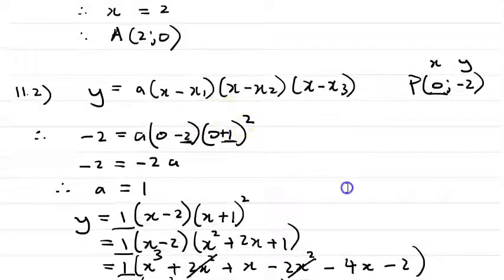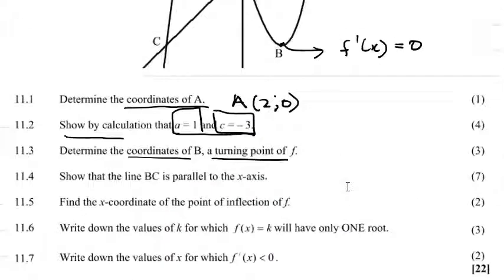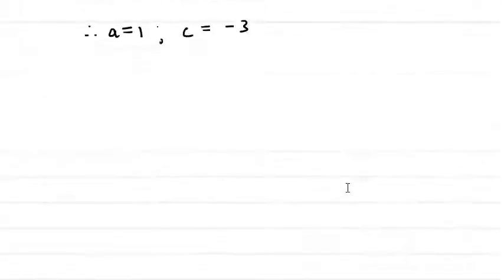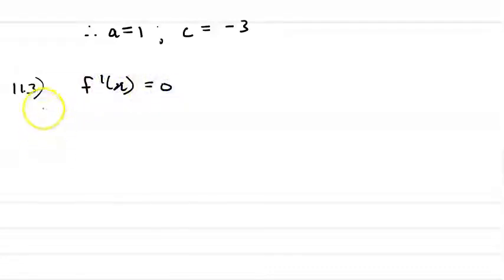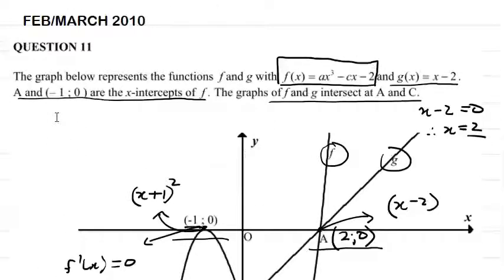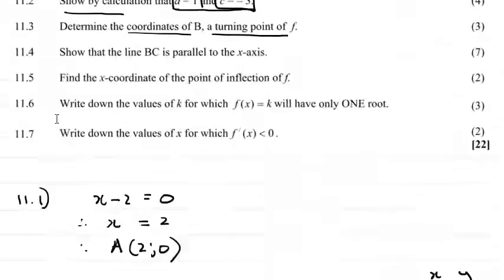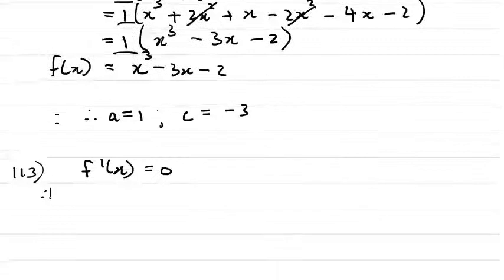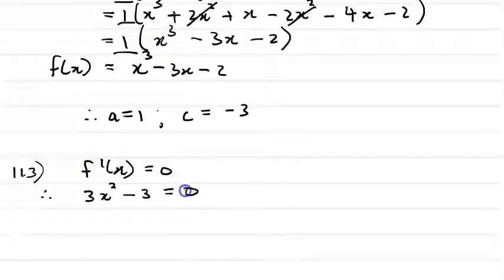So let's write that down. So for 11.3, determine the coordinates of B. We're going to say f prime x equals 0. Therefore, derivative of the function. So the derivative of the function will be, well, we've already worked it out, and there it is right here. So it'll be 3x squared minus 3 equals 0.